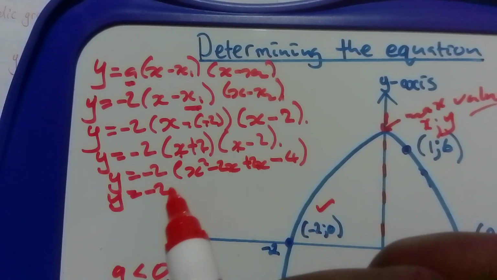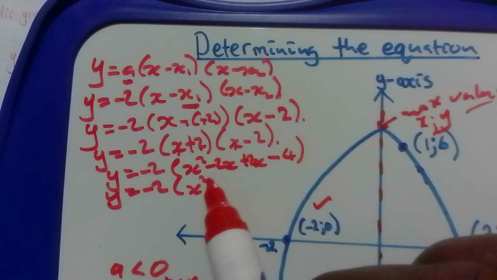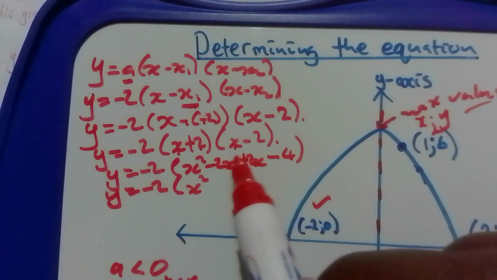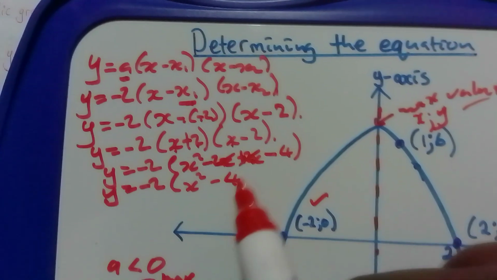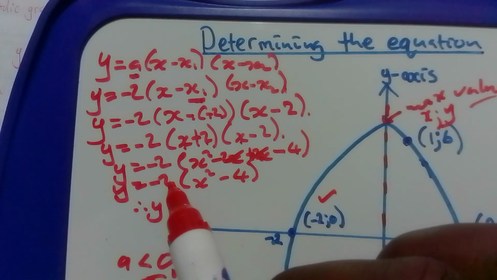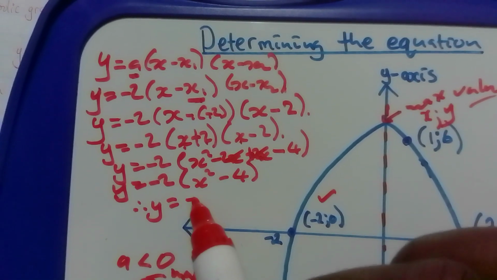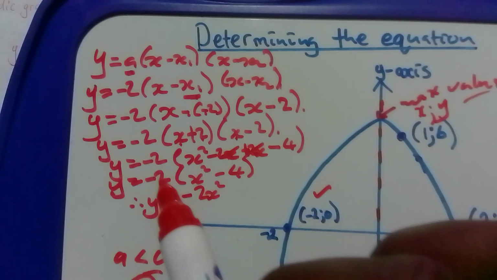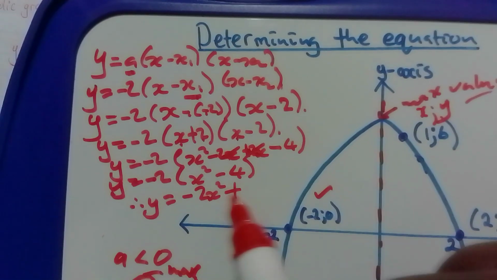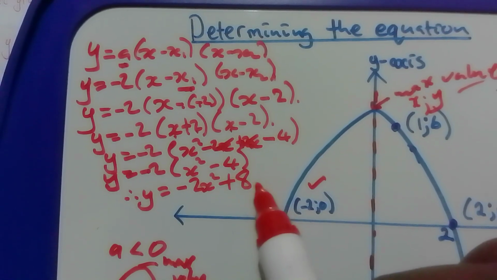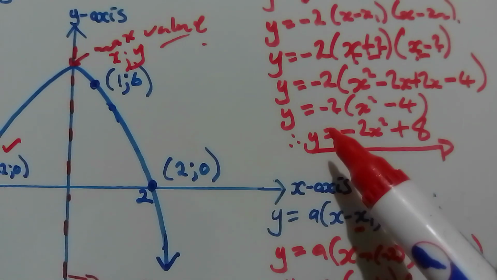Then y is equals to negative 2 open bracket. We have x squared. This negative and positive, and they are equal. These two, they cancel. We are left with negative 4. Then you say therefore your y is equal to negative 2 multiplied by a positive, it's a negative. Negative, this 2 multiplied by x squared, now it's 2x squared. Negative times negative, that's a positive, and 2 times 4, that's 8. We got y is equals to negative 2x squared plus 8. And earlier on, we got y is equals to negative 2x squared plus 8.